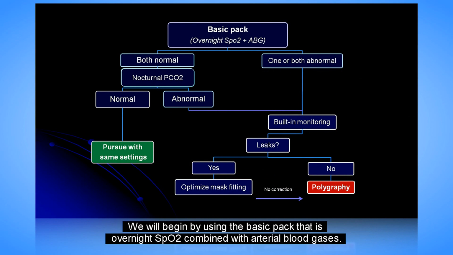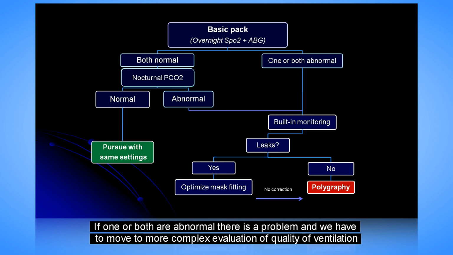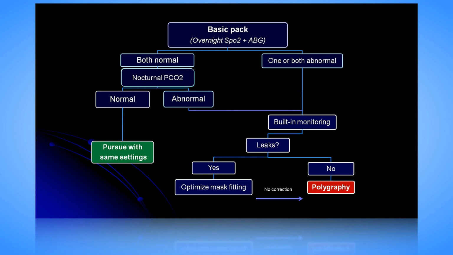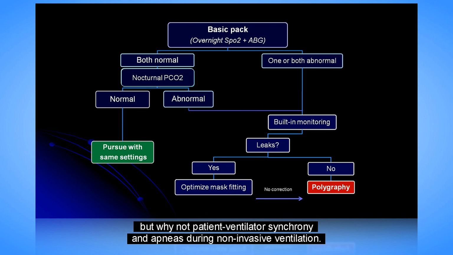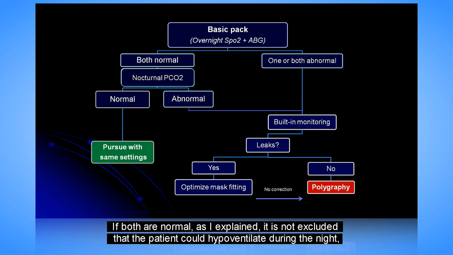We will begin by using the basic pack, that is overnight SpO2 combined with arterial blood gases. If one or both are abnormal, there is a problem, and we have to move to a more complex evaluation of quality of ventilation. And I propose as a first line the use of built-in monitoring devices that allow us mainly to evaluate leaks, but why not patient-ventilator synchrony and apneas under non-invasive ventilation? If both are normal, as I explained, it is not excluded that the patient could hypoventilate during the night.